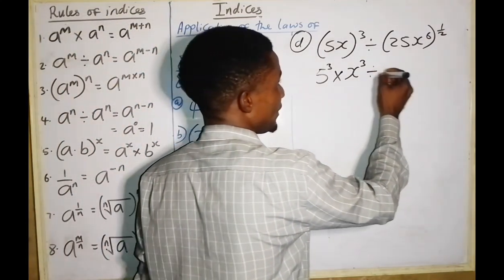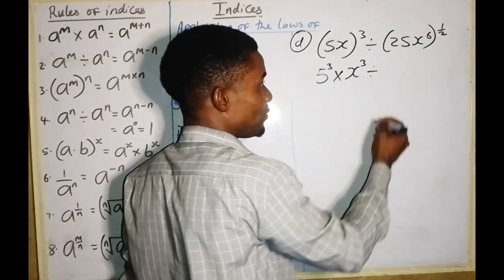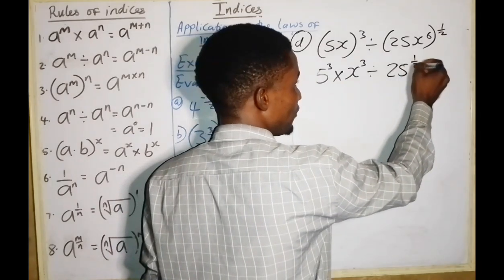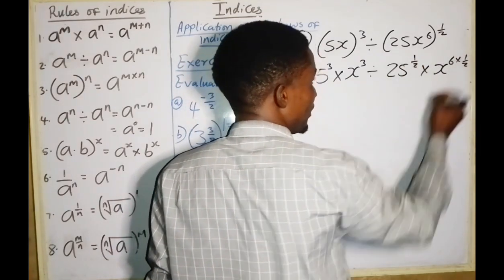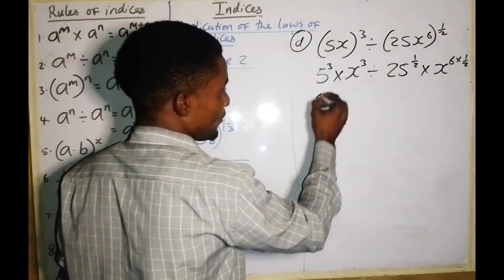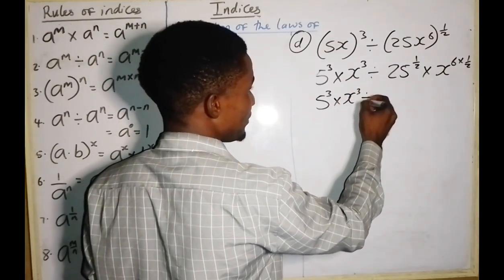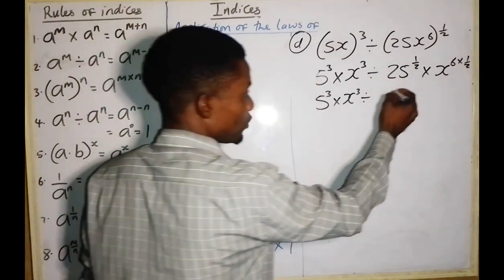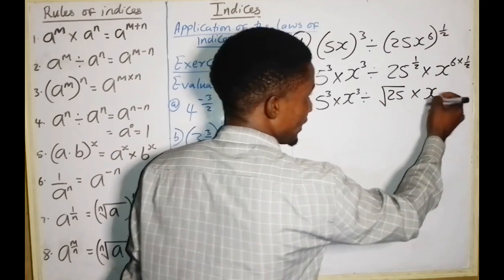Now divided by 25. Now let's distribute this index given outside the brackets all through. So we have 25 raised to the power of 1 over 2 times x raised to the power of 6 times 1 over 2 raised to the power of 1 over 2 again. So we have 5 raised to the power of 3 times x raised to the power of 3 divided by, now this will change to what? To square root. That's the root power law. To apply the root power law, we have what? The square root of 25 times x.